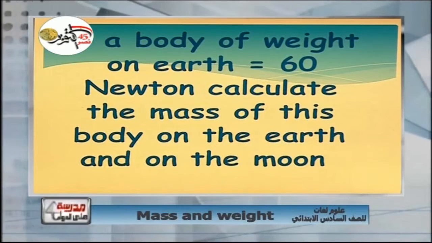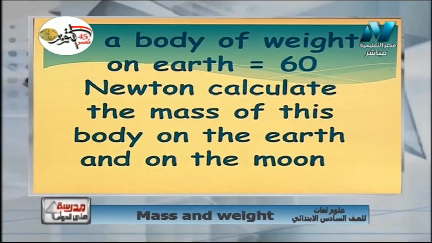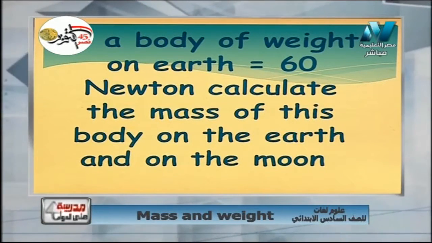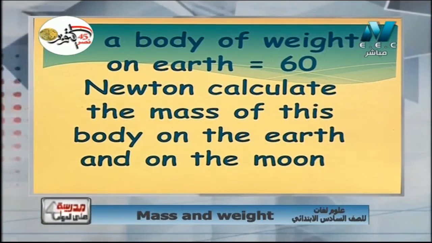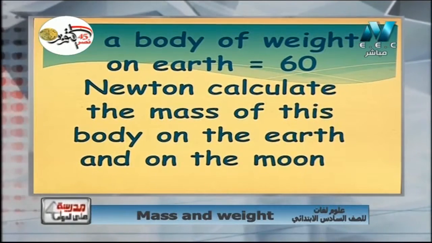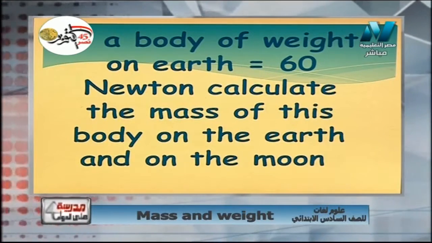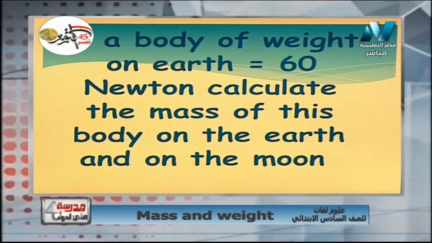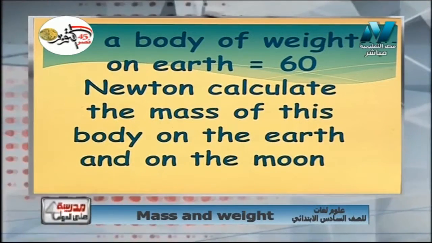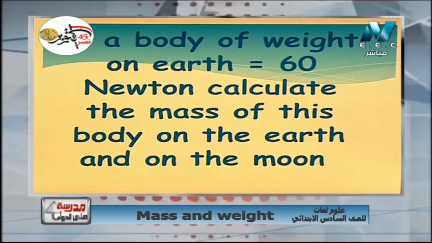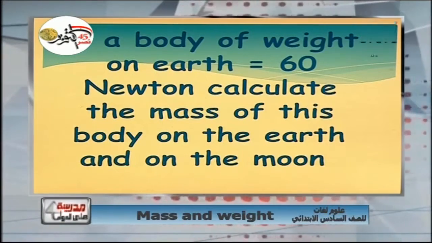So now another problem that says: if the body weight on the earth equals 60 Newton, calculate the mass of this body on the earth and on the moon. Here is a very important and very easy problem at the same time. Mass and weight problems actually have only two types, mass and weight. Okay? So now before anything I must write what? I must write the law. Before anything, I write the laws.